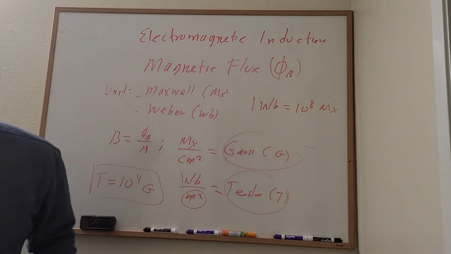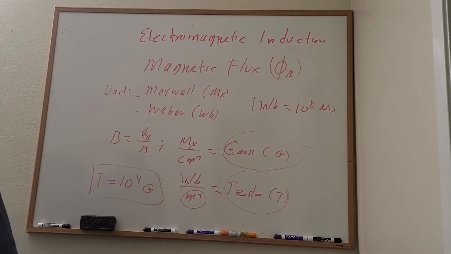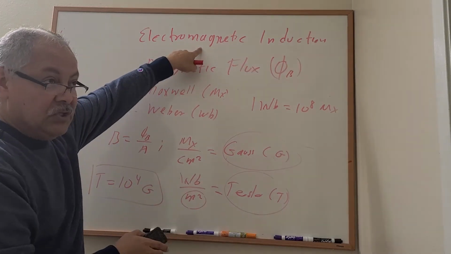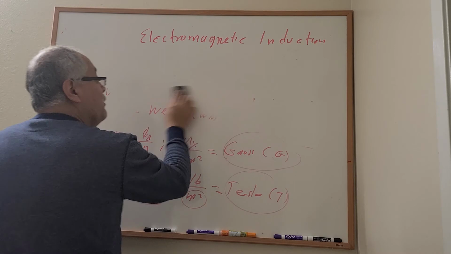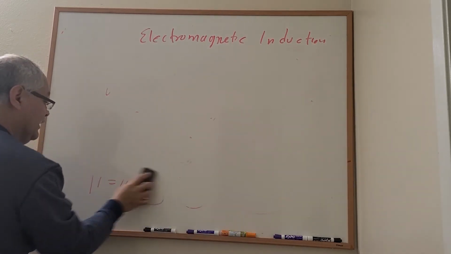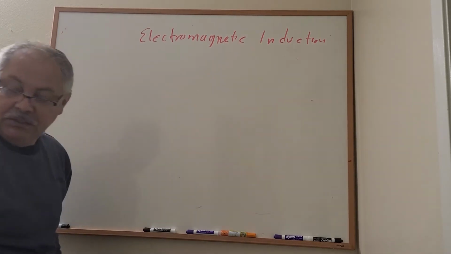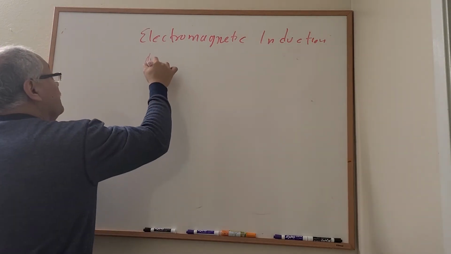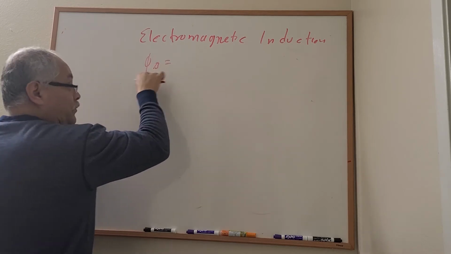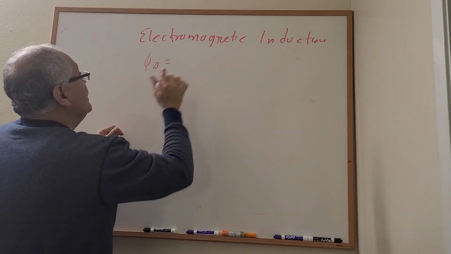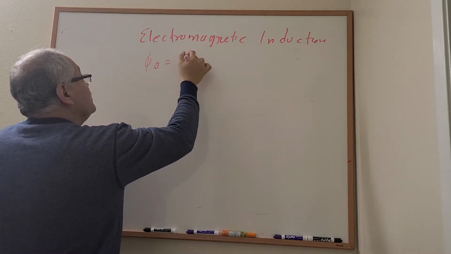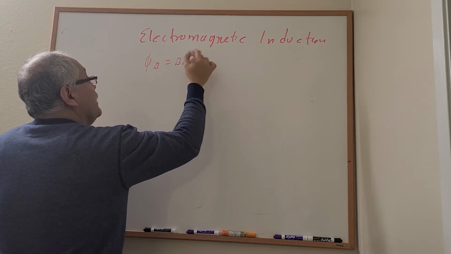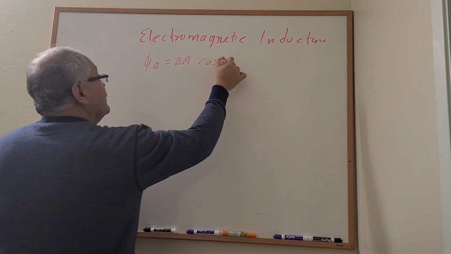Perfect. Now let's go to the next topic. We're talking about electromagnetic induction, which means the creation of current by the change of the magnetic field. And we found that the magnetic field is related to the magnetic induction, or magnetic flux. It's equal to B times area times cosine theta, correct?